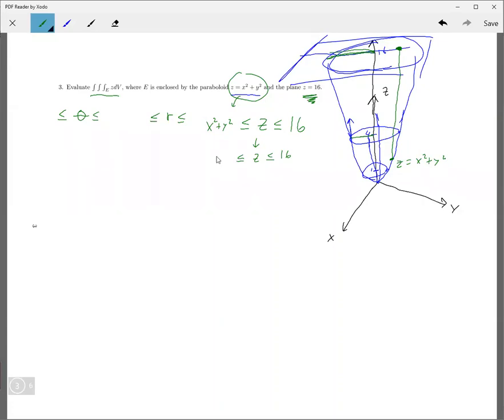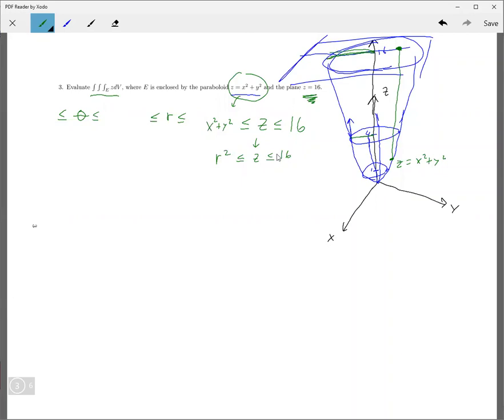Oh, is it sine? No. x gets changed to r sine theta, y gets changed to r cosine theta. That was close. And if you add those together, you're going to get r squared times the quantity cosine squared plus sine squared, which is just going to be r squared. Okay.